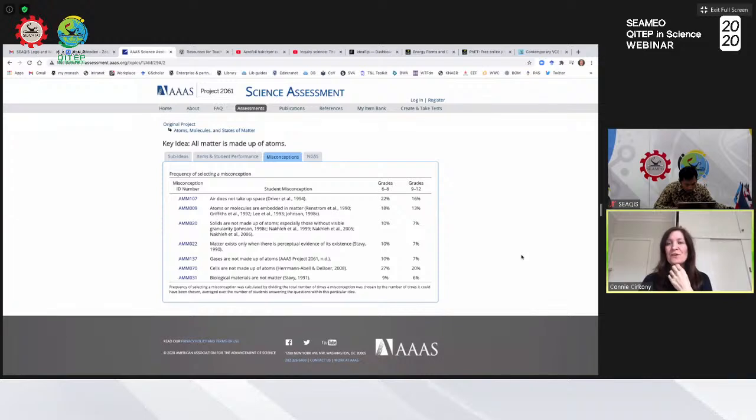So when you're teaching those areas, those concepts, it's good to have that in mind when you're planning for activities, so you can really work on moving students' ideas away from their misconceptions towards a scientific understanding of those concepts. Okay, so I'm going to bring us back to the slides.